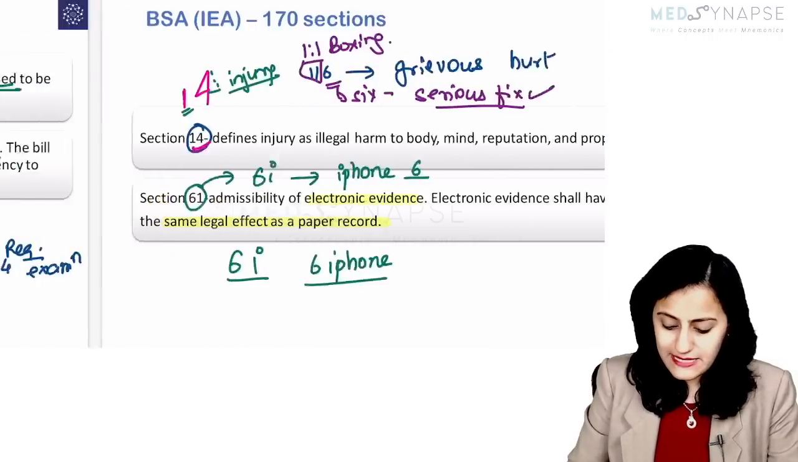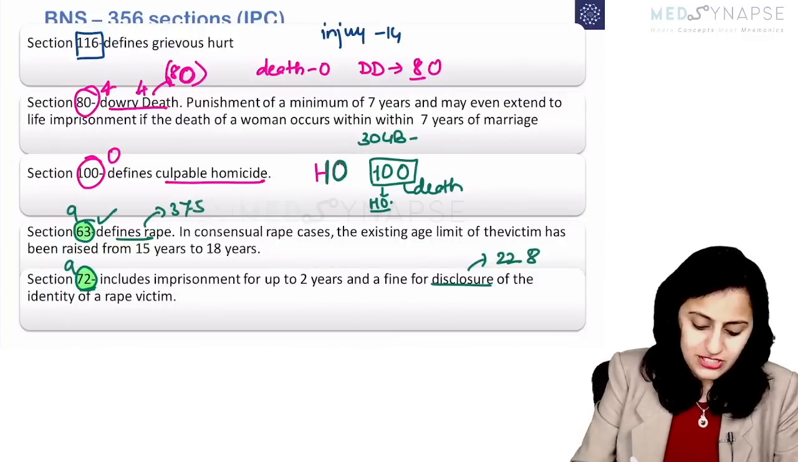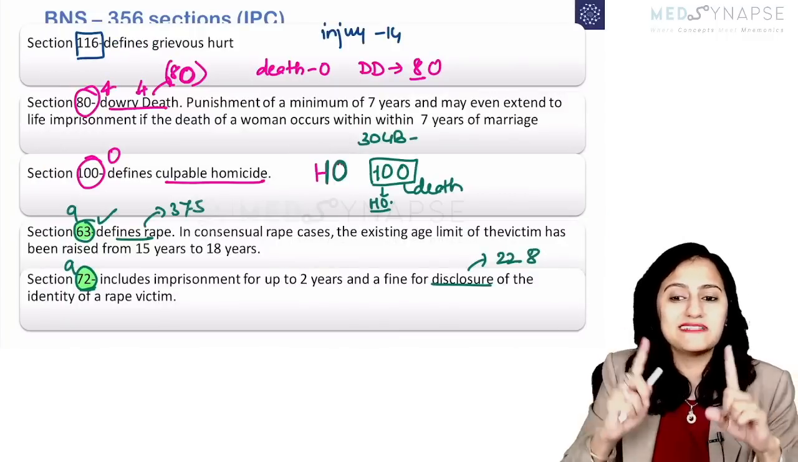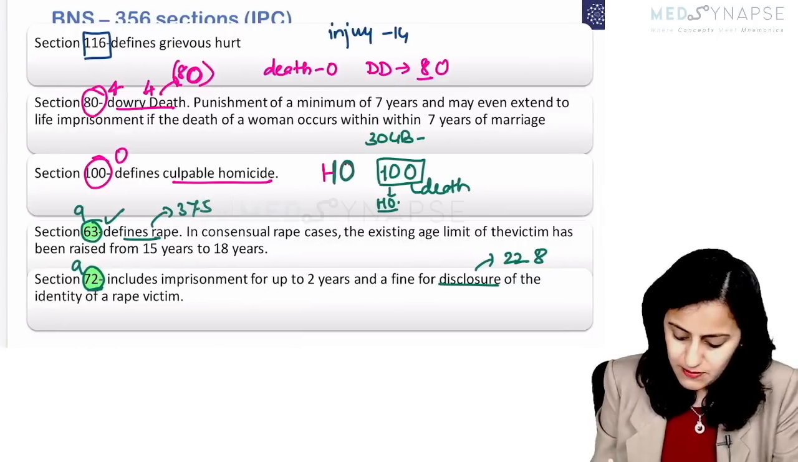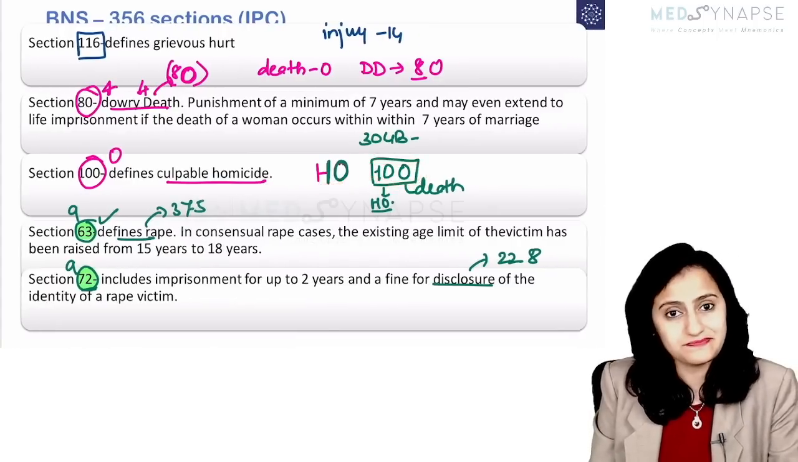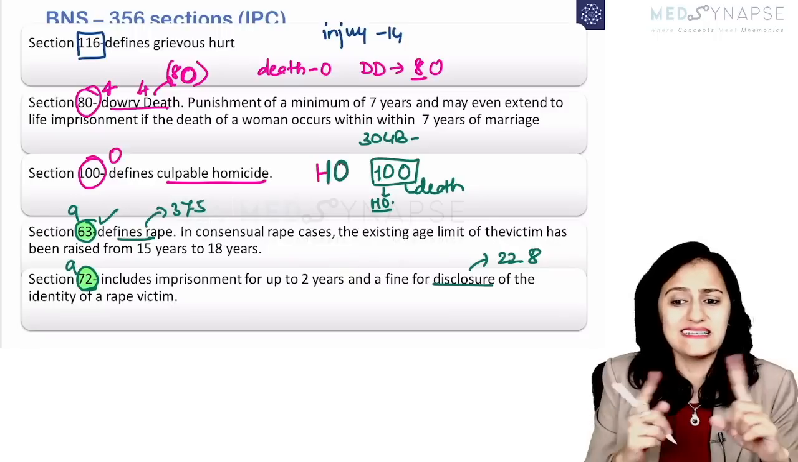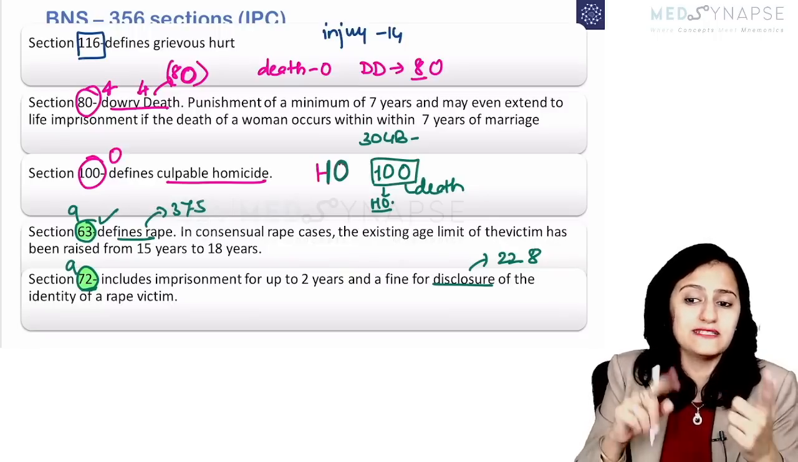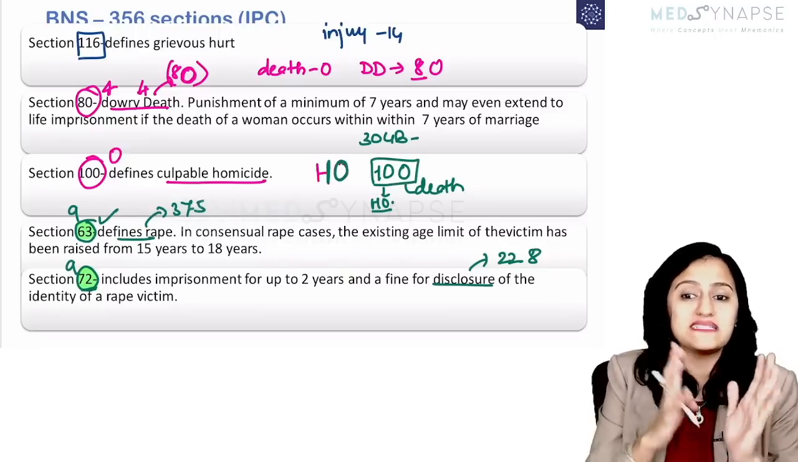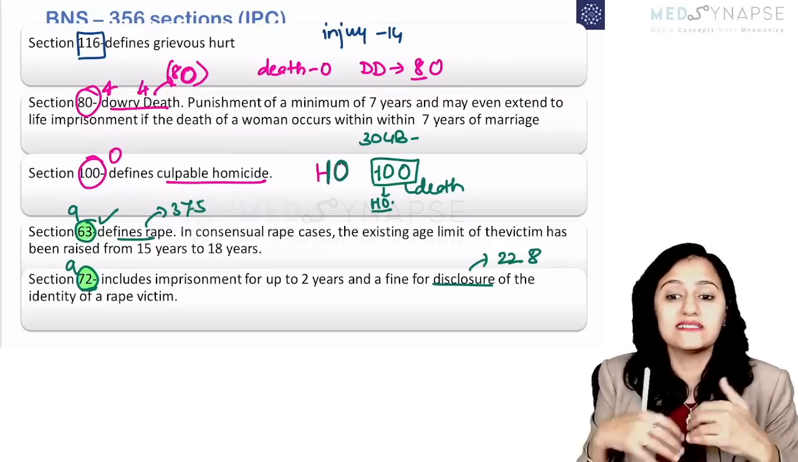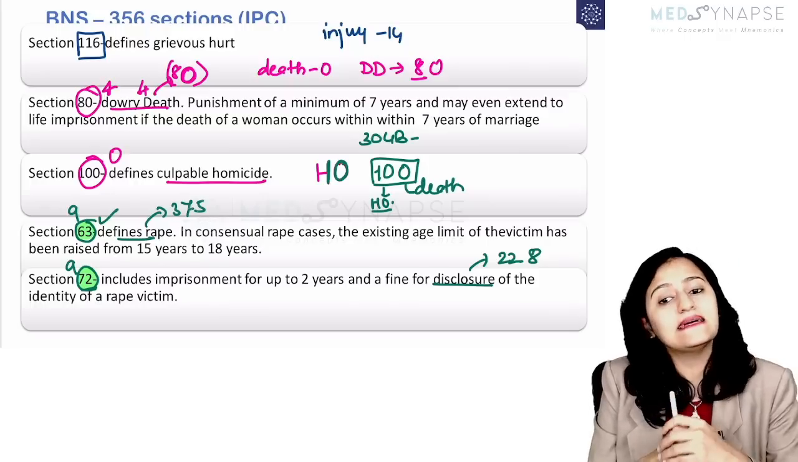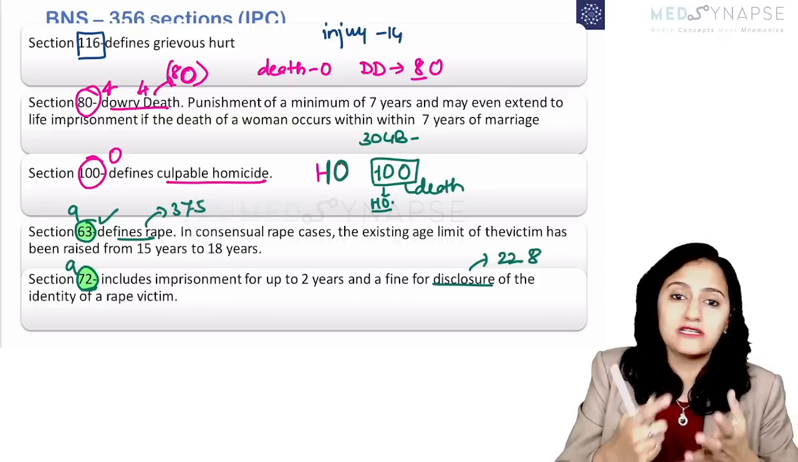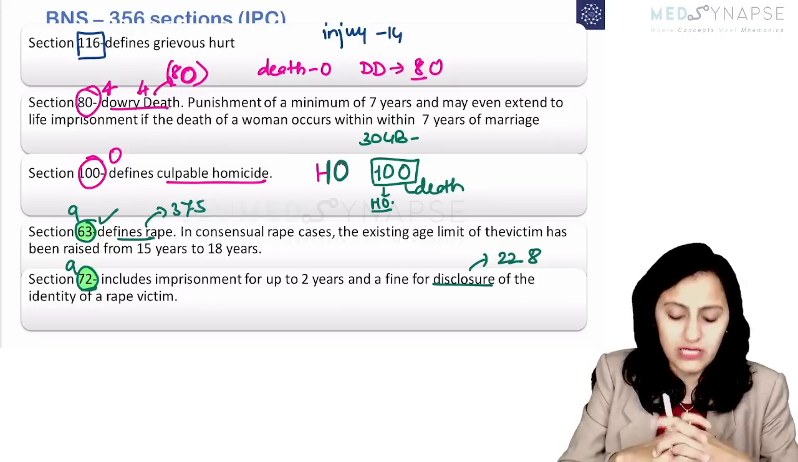So quickly revising, what did we learn here? The changes: first remember 100 is death. So dowry death is 4 plus 4, 80, and culpable homicide is 100. Then we said the rape numbers are 9: 6, 3, 7, 2. It cannot be 8, 1. So 1, 8, 4. 63 is the definition of rape. 72 is disclosure of identity. 2 is the notorious person. And then you have 184, police officer requesting for examination of the accused.